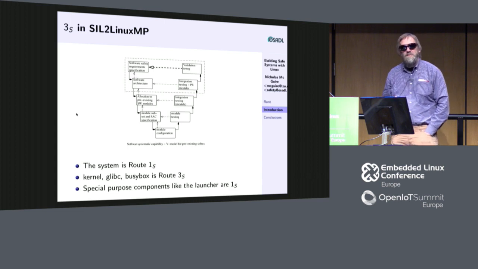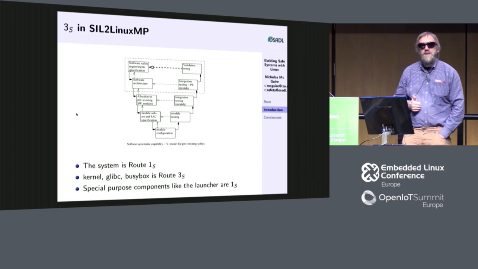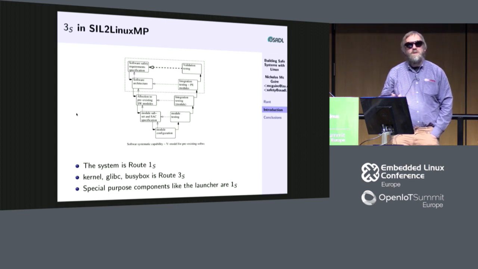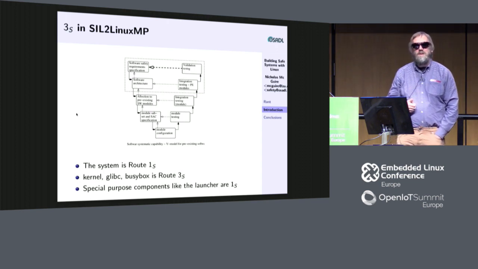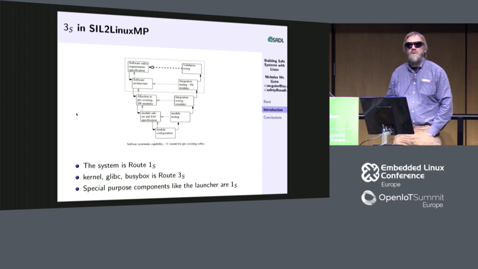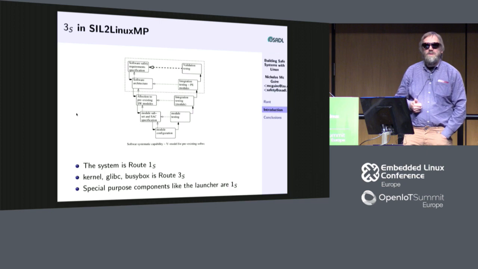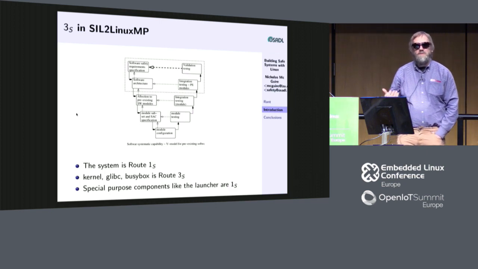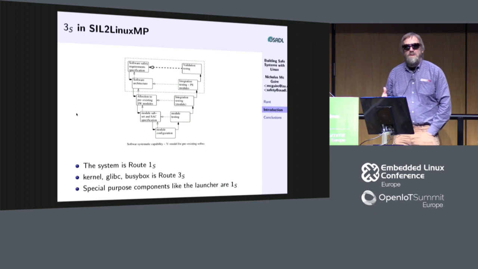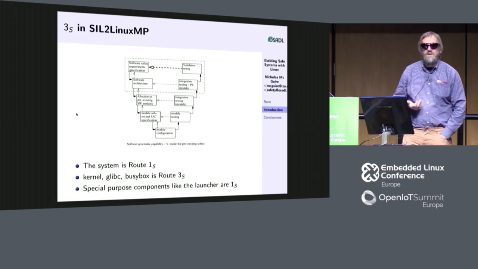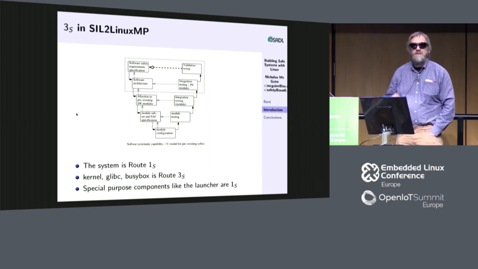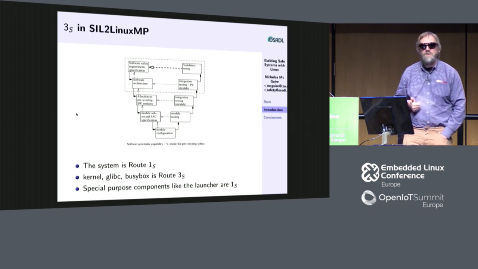And finally we have, of course, the whole top of the application stack, and maybe some generic functionality like system bring up, which we call the launcher in the SIL2 project. And these generic components will also be 1S components mostly, and have to follow the appropriate standards. So the effective development life cycle is not that much different than the traditional development life cycle, at least for the first few layers. And the bottom layers, that's where we want to be able to reuse pre-existing open source software.